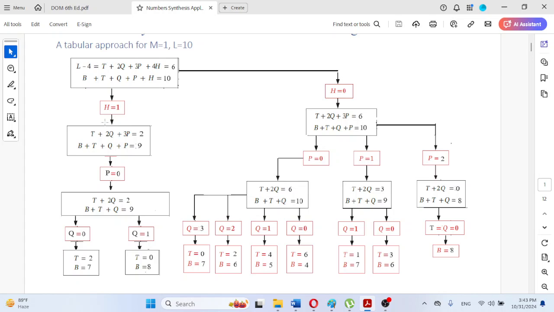So when we put h is equal to 1, we observe that the result will be t plus 2q plus 3p plus 4. So on the right hand side there is 6, so 6 minus 4 will come out to be 2 here. So on the left hand side there will be t plus 2q plus 3p, which will be equal to 2, and the same h will be used in this lower equation of total number of links.